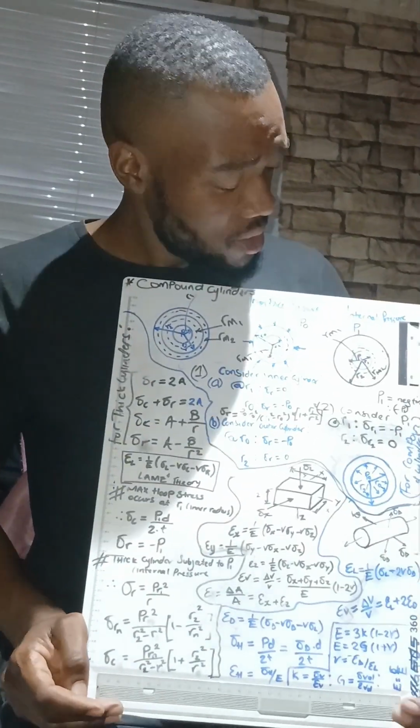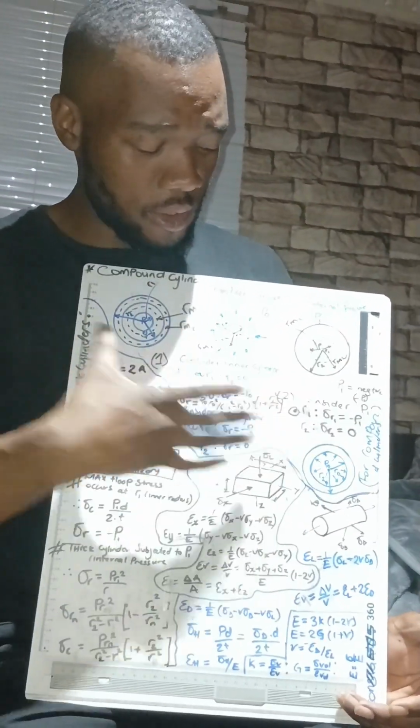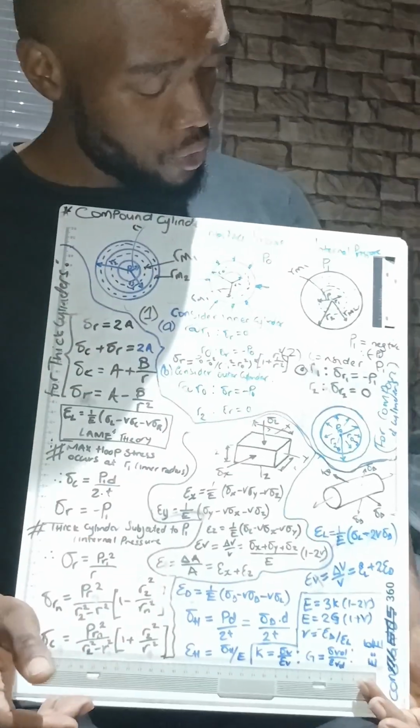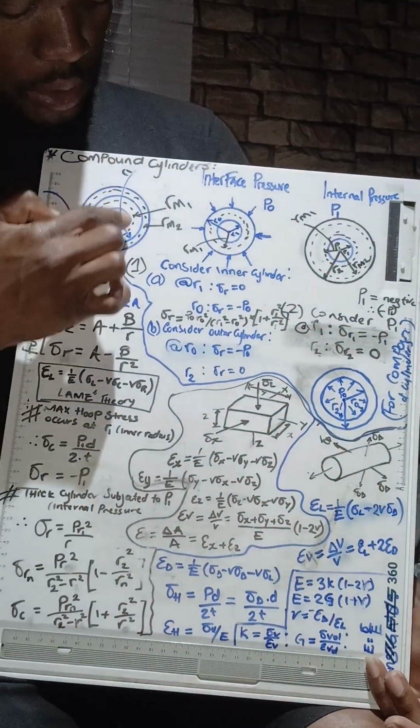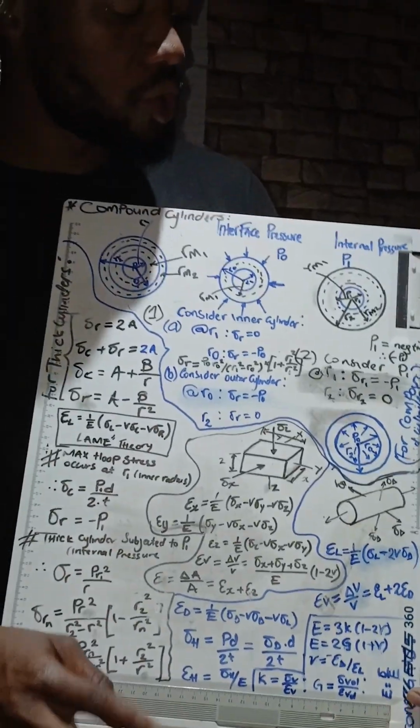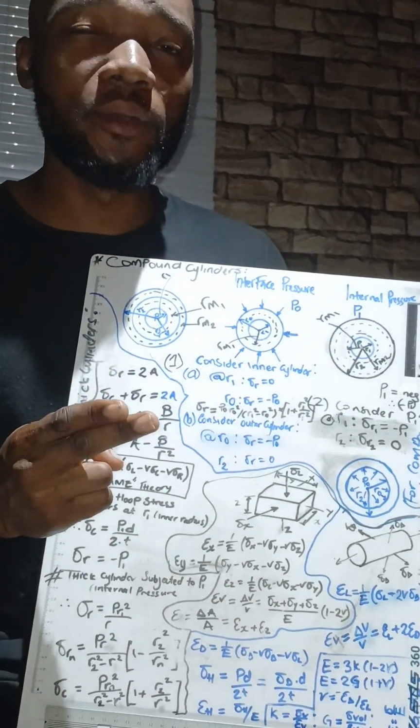Guys, again, what you see here are compound cylinders. So what I can tell you is when you take this cylinder and join it with this cylinder, it becomes a compound cylinder, which is two thick cylinders. When they are joined together, they become a compound cylinder, okay?